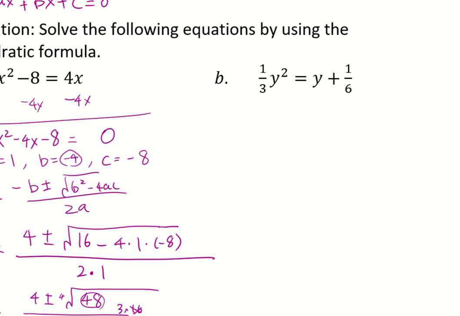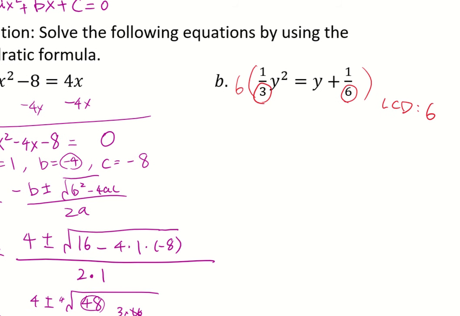Now let's look at problem B. Okay, problem B here. First of all, there are fractions involved. We don't want to deal with fractions. So first step, I want to get rid of the fractions. So I will do that by multiplying every term by the common denominator. So we have two fractions here, 3 and the 6. So the least common denominator here between 3 and 6 is 6. 6 is a multiple of 3 and 6. Right, so I'm going to multiply every term by 6.